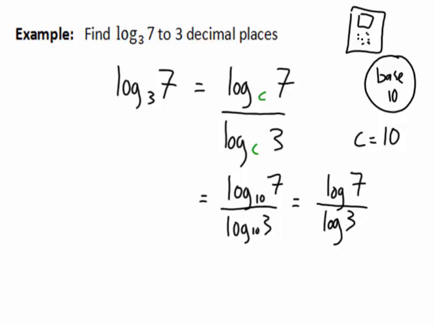And if you look on your calculator, you have a log button, and all you have to do is type that in. Log 7 over log 3, and you'll get a value to 3 decimal places of 1.771. There's our value. And that's how we use our calculator with logarithms when they're not in base 10. We just change the base to base 10.